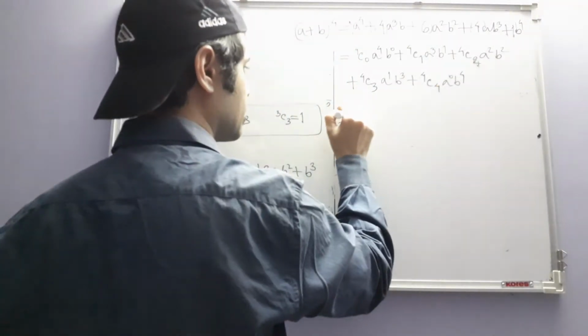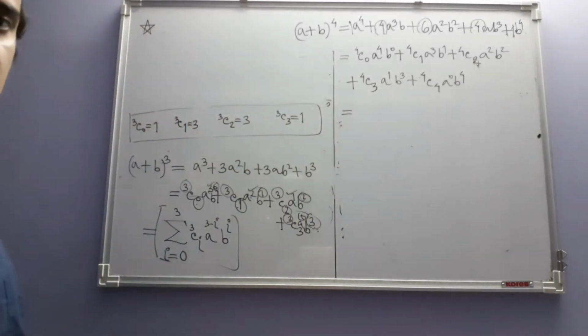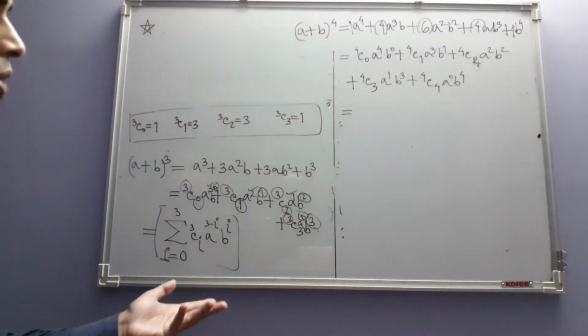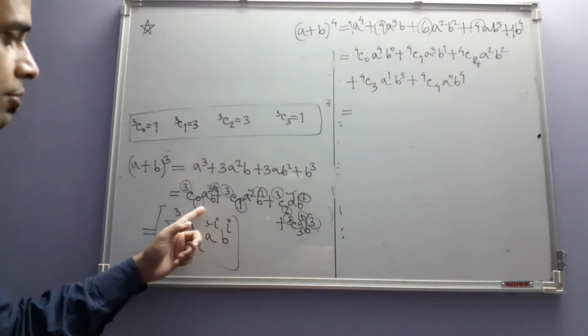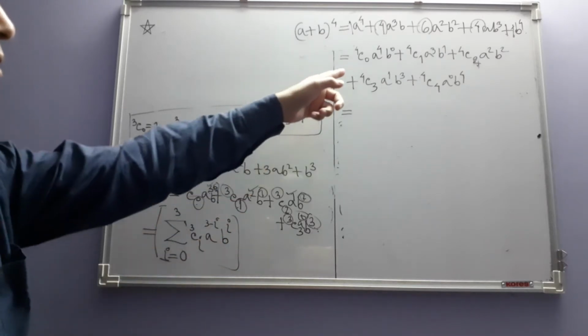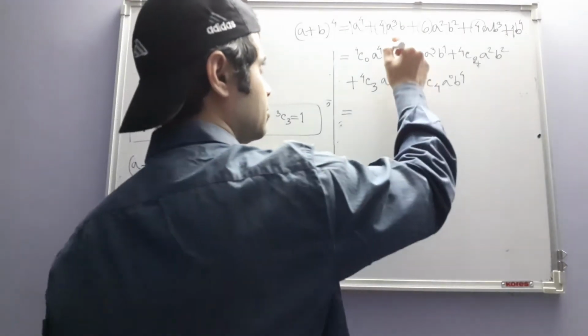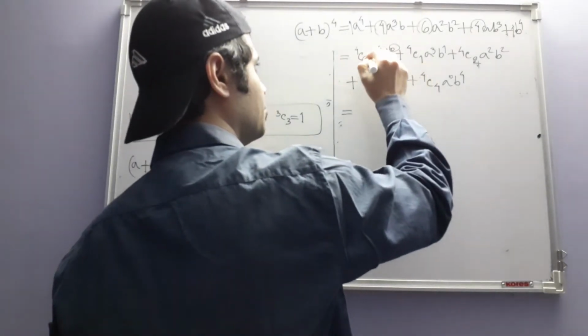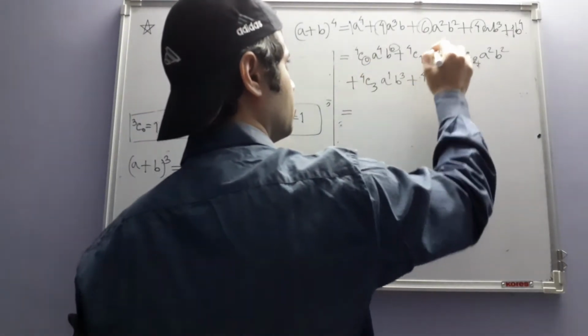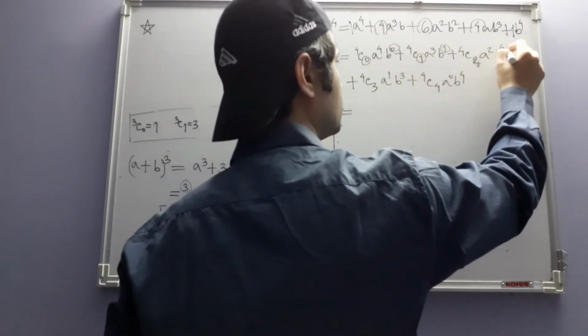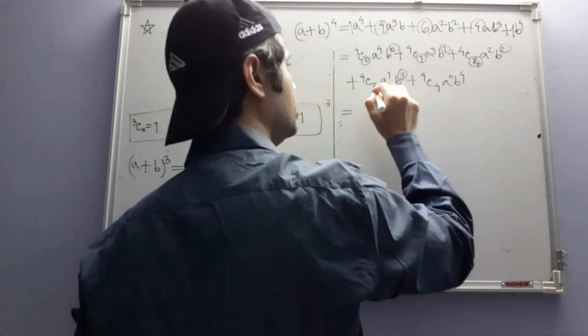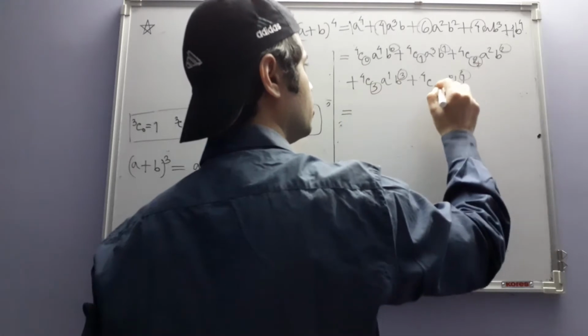Okay, and now we write them as a summation. Since we have already seen the technique for writing this summation, here also we try to find that same thing. Here also the same thing is happening. You see, the exponent of b is the same as this number: 1, 1, 2, 2, 3, 3, 4, 4.